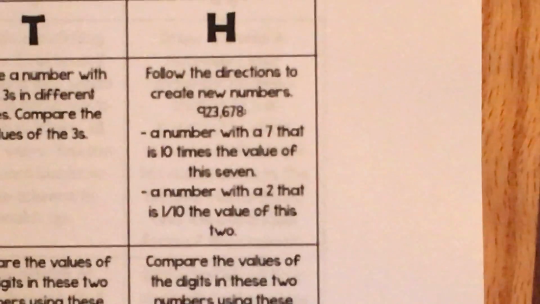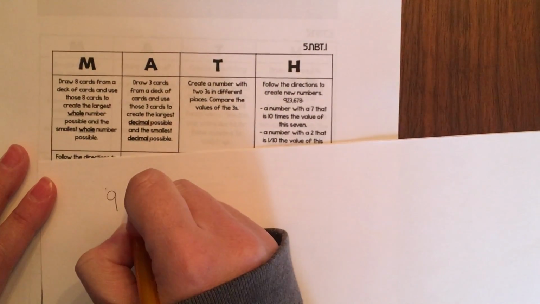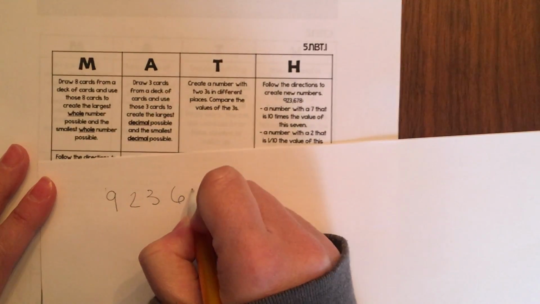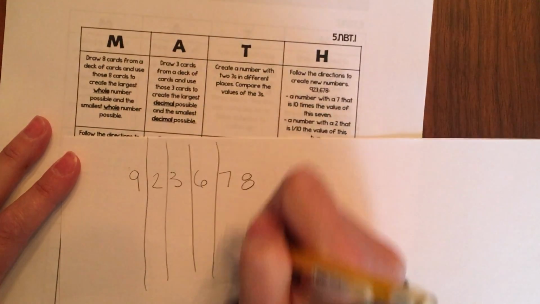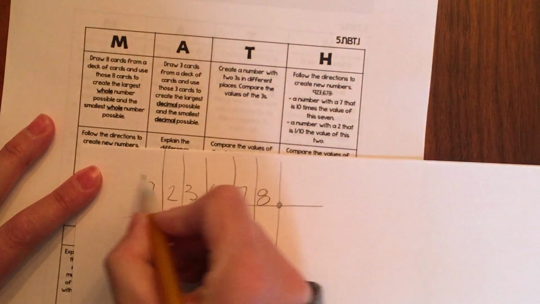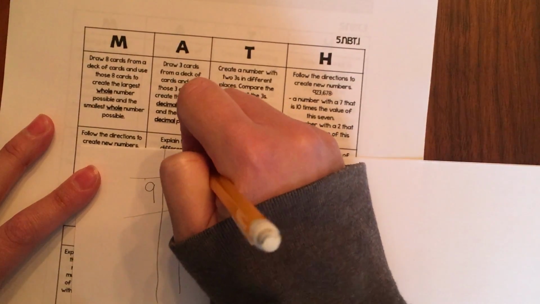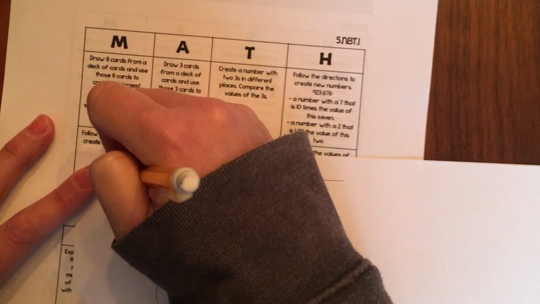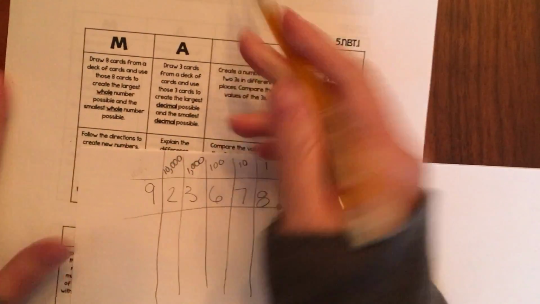So to think of 10 times as much and 1/10 of, we need to go back to our place value chart. So the number that they gave us is 923,678. So I'm going to pop that into a place value chart. Obviously, my decimal's there. This is my ones place, tens, hundreds, thousands, 10,000s, and 100,000s place.